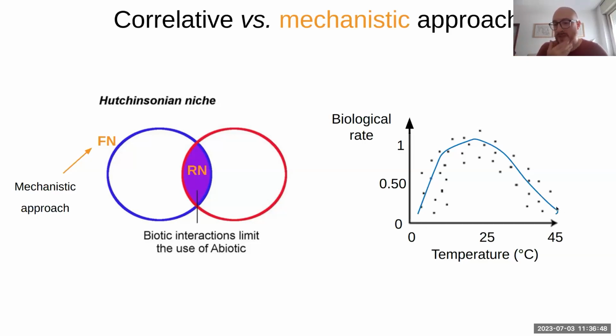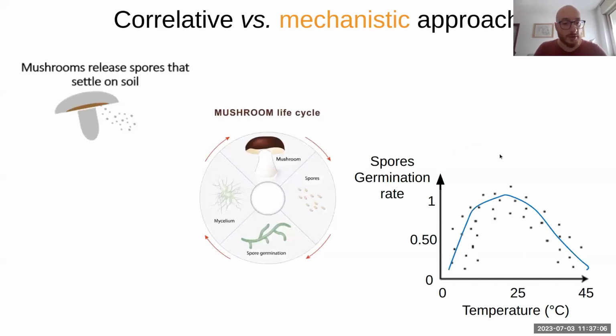So if you could focus, for example, on this simple example, we can imagine that this biological rate is the egg hatching rate, and we have zero chance of hatching at around 5 degrees, and the optimum is around 25-ish degrees. And we can use this information to inform a model.